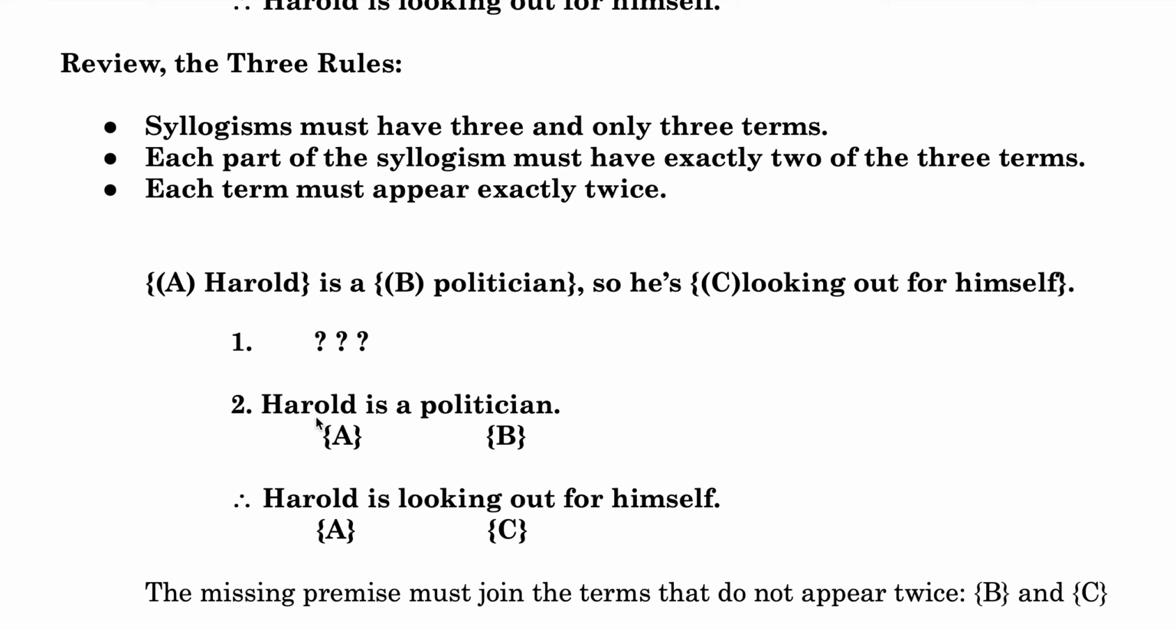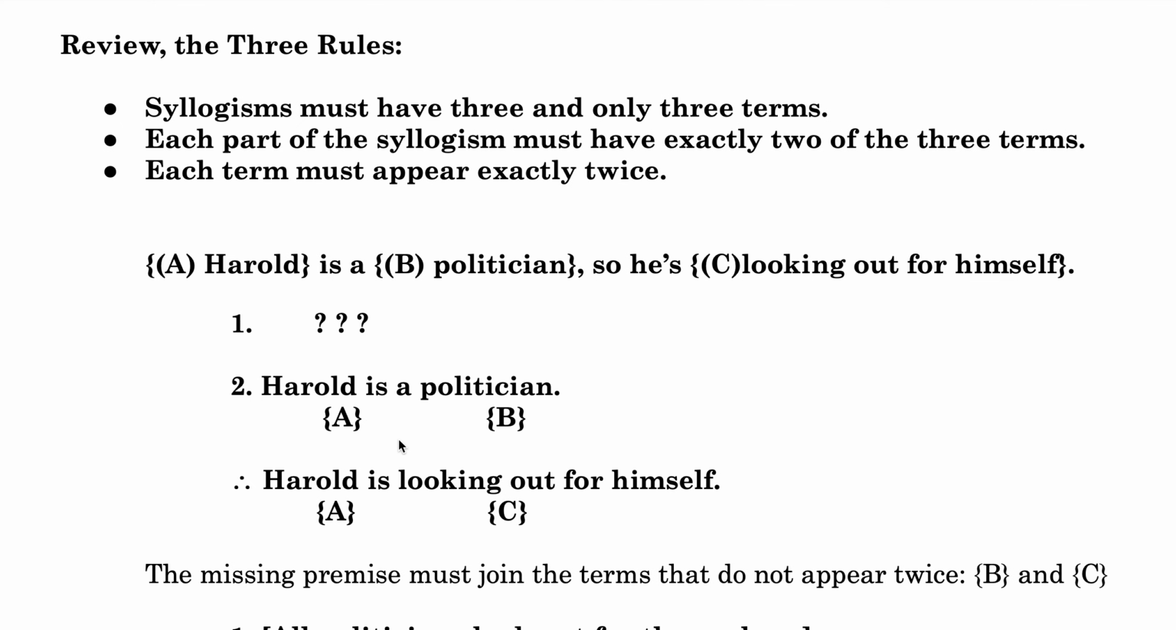So in this first one, Harold is a politician, Harold we can label as A, politician is B, and the original statement said Harold is a politician, so he's looking out for himself. This phrase, we're going to call that C. So when we're trying to reconstruct the syllogism, all we need to do is see what 2 statements we already have. We have this part, Harold A is a politician B, and we have Harold, that's the he, Harold A is looking out for himself C.